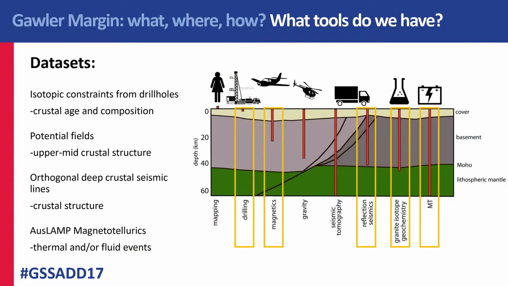So, we've seen this diagram from Stacey. I'm going to be using similar tools, which I've highlighted in orange, to address the problem of that northwestern margin of the Gawler. So I'll be using isotopes, potential fields, orthogonal deep seismic lines, and the OZ SEEBASE MT data. We normally think of the northwestern Gawler as really data poor. Well, it might be at surface, but when we look a little deeper, we've actually got a fair few things with which to constrain models.